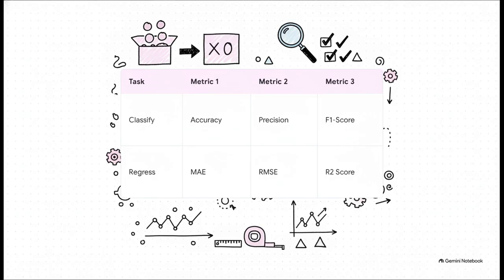For classification, we look at accuracy, precision, recall, and the F1 score to see how often it sorts things correctly. But for regression, where we're predicting continuous numbers, we use error metrics like mean absolute error or root mean squared error to measure exactly how far off our price or temperature estimates were from reality.